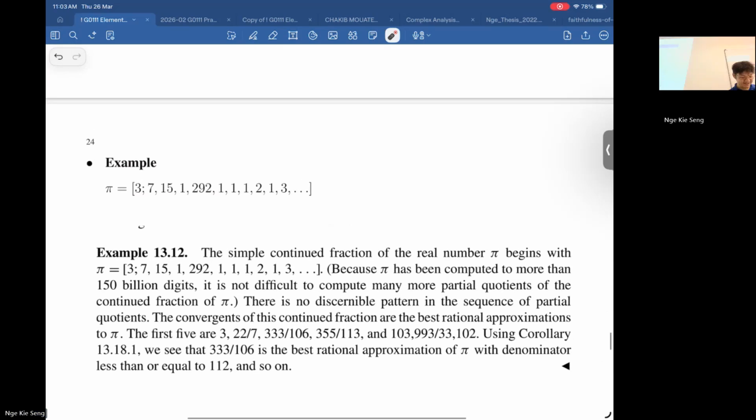If you look at this example, using some probability we see that this is the best estimate with denominator less than or equal to 112. Because the next one is already 113. So the best rational approximation with denominator less than or equal to 112 is this one. But we care about 50,000, right? So I guess we need to make sure that the next one already exceeds 50,000.